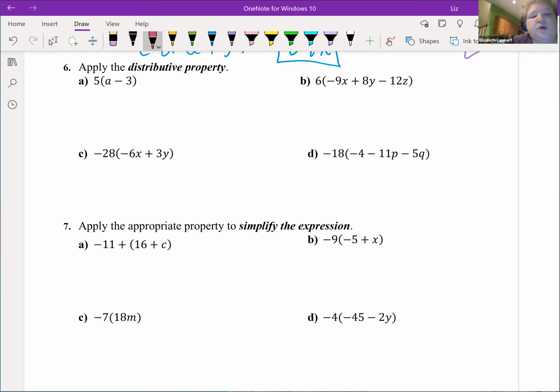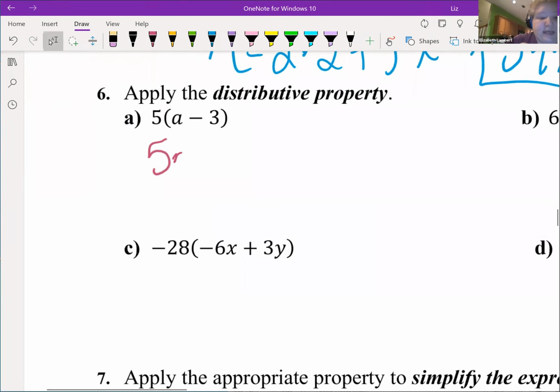So here, the 5, everybody is going to get a 5 times. So when we distribute, we are going to have 5 times A minus 5 times 3. Now we could also, and it's probably more proper to write this as plus 5 times negative 3, but that will end up being a negative number, which is then subtraction. Either way is correct though.